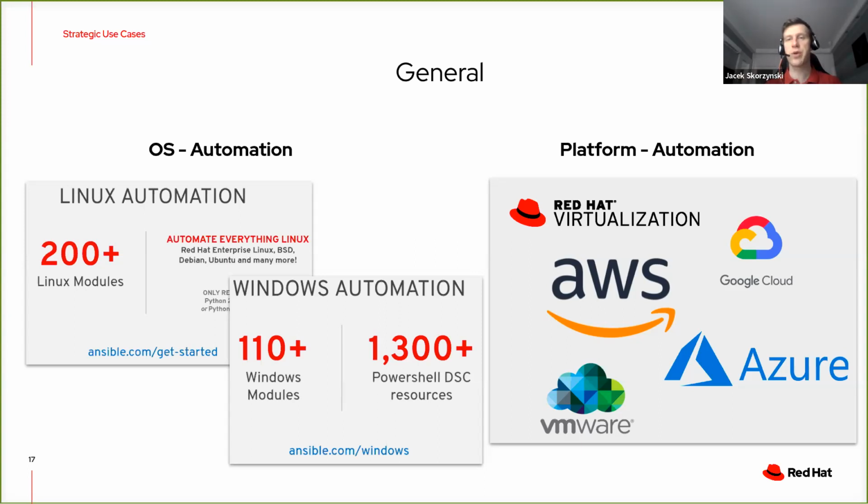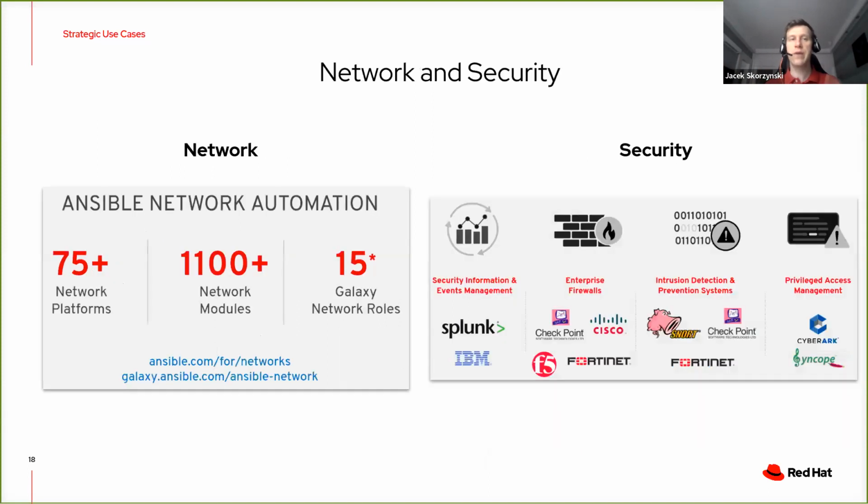Then, when we are talking about platform, we think about virtual platforms like Red Hat Virtualization, like VMware, maybe private clouds like OpenStack, or public clouds like AWS, Azure, or Google. You can automate them together as well with Ansible, and those are the general use cases. And then we've got some more specific ones like network or security.